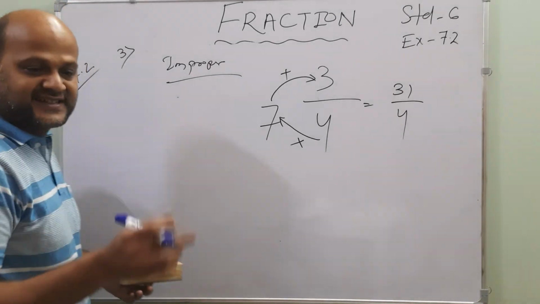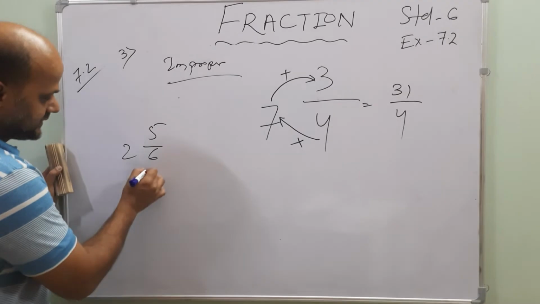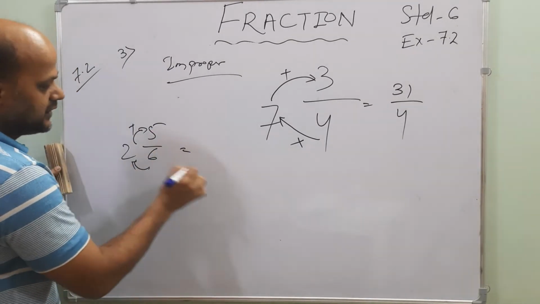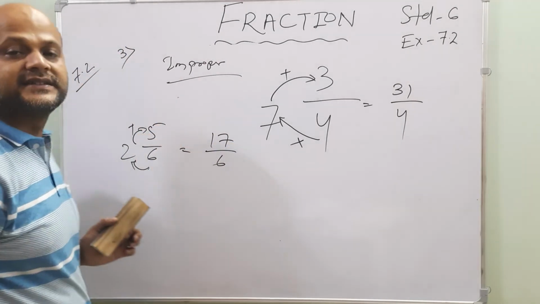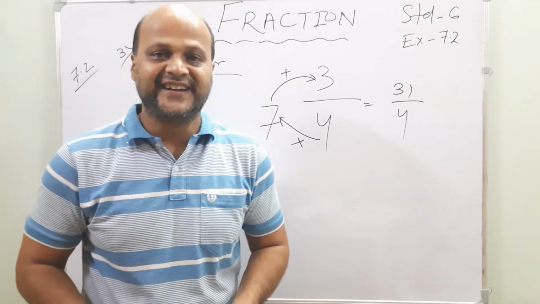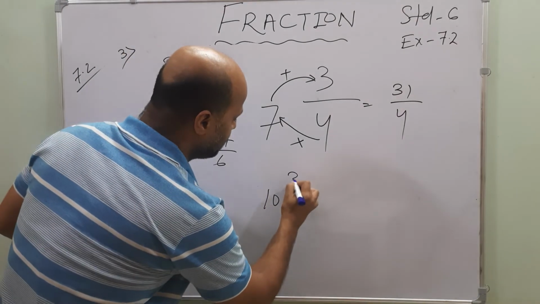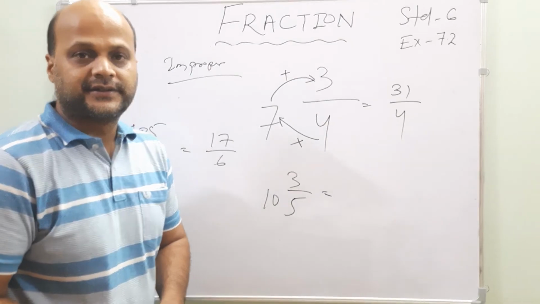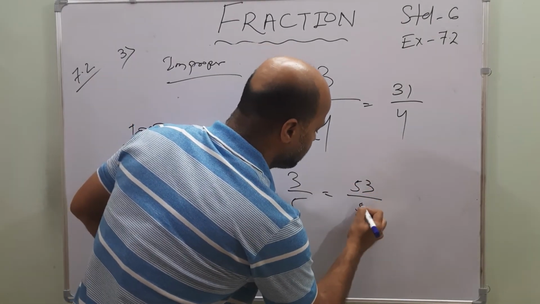Next, 2 whole 5 by 6. Again the same: this will be multiplied and the total will be added. 6 twos are 12 plus 5, 17. 17 by 6 is the answer. How easy is it? Yes or no? You can try at home. Okay, let's go for it. Next, 10 whole 3 by 5. Who will tell me? Yes, Akshit? Yes, very good. It is 53 by 5.